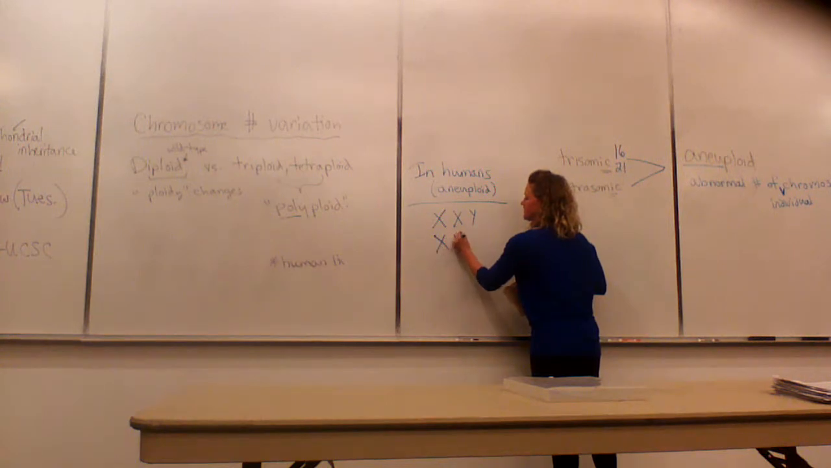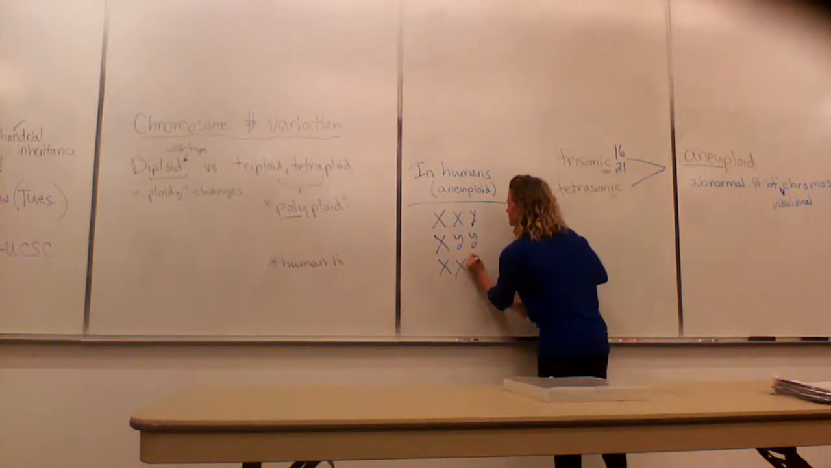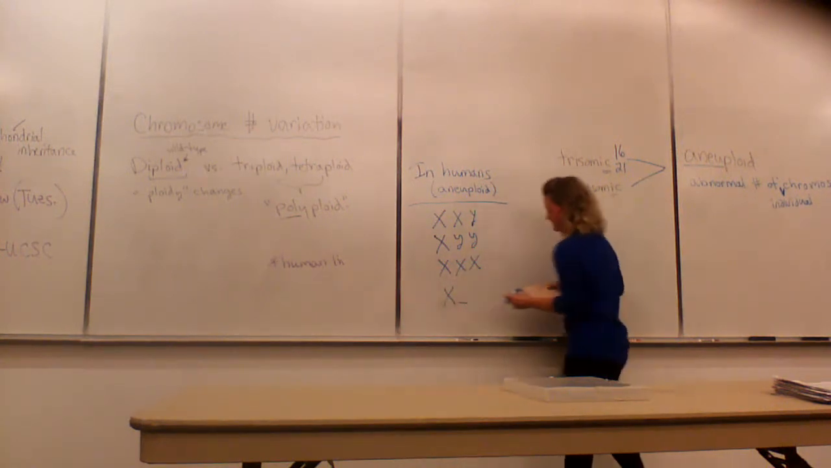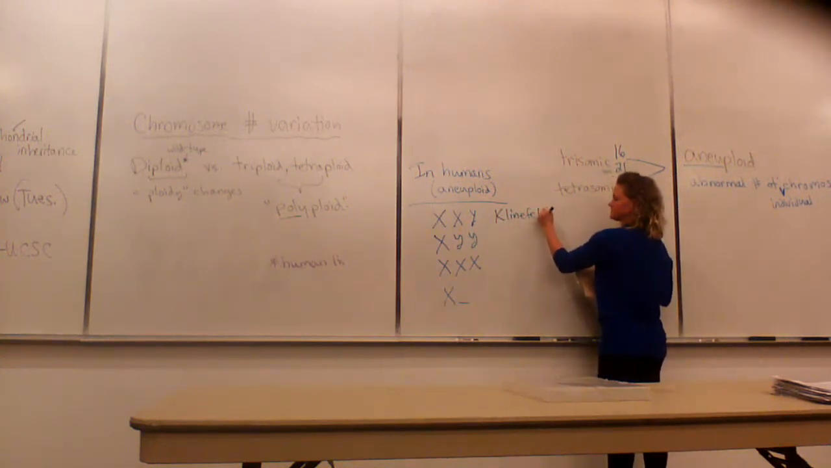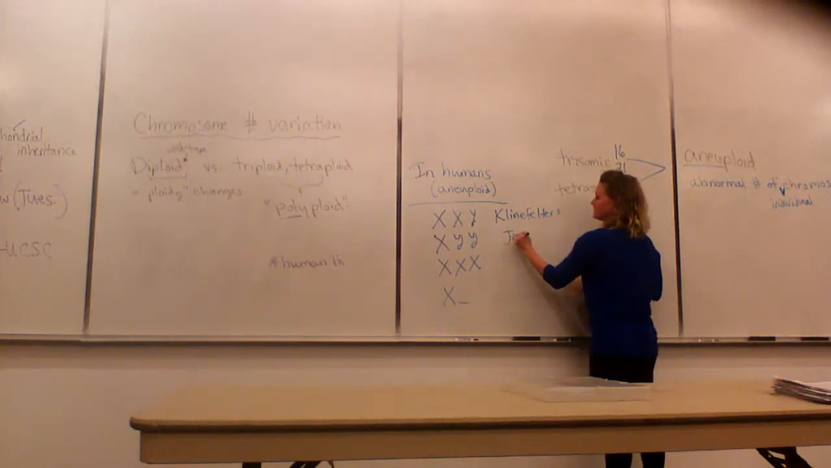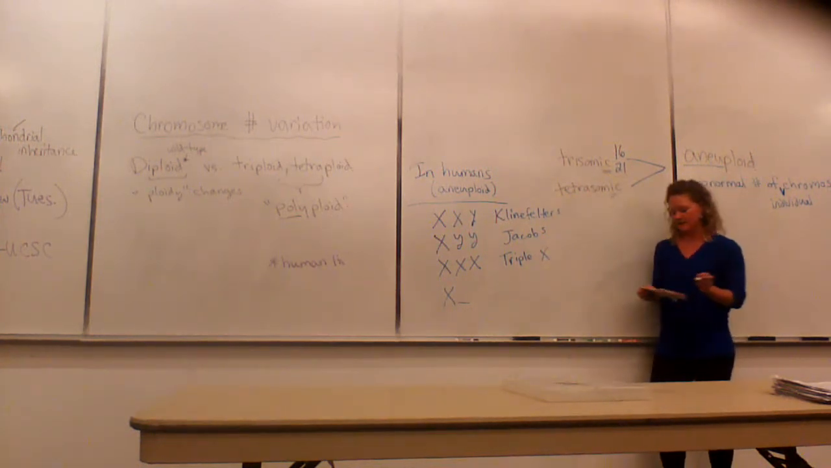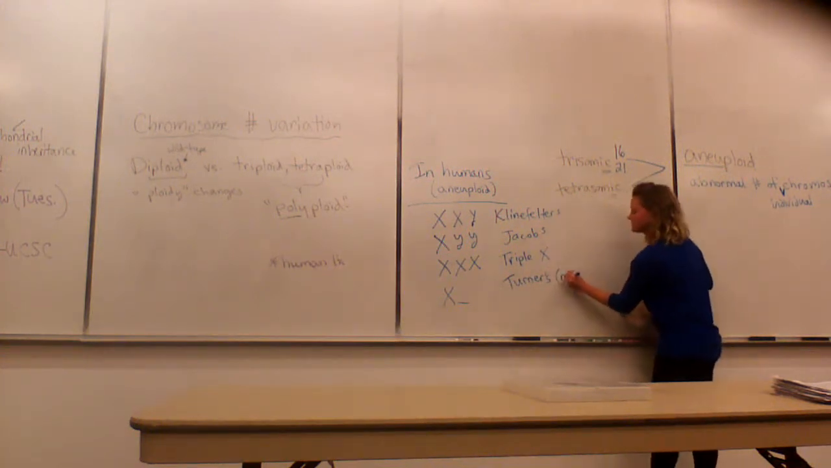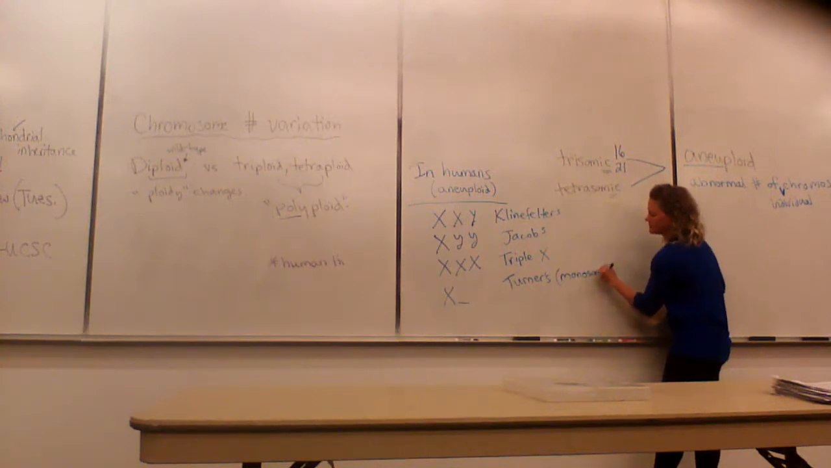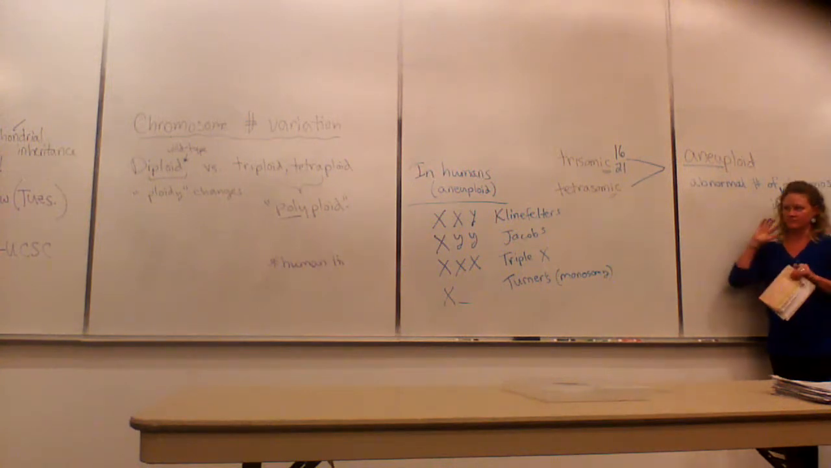There's XXY, XYY, triple X, and then just X by itself. So this top one's called Klinefelters. And these are all named after, well, the first 2 are named after key cases of individuals that these were found in. But I'm not interested in you guys memorizing that Klinefelters is XXY, Jacobs is XYY, and this is a monosomy. You can look that information up.